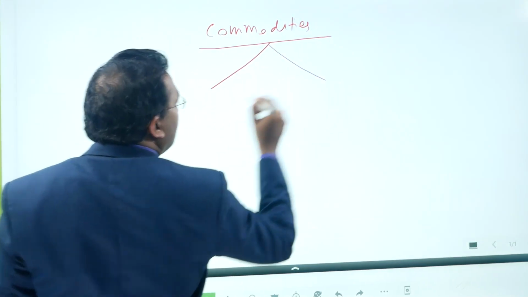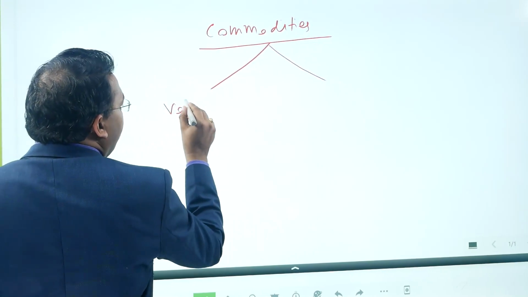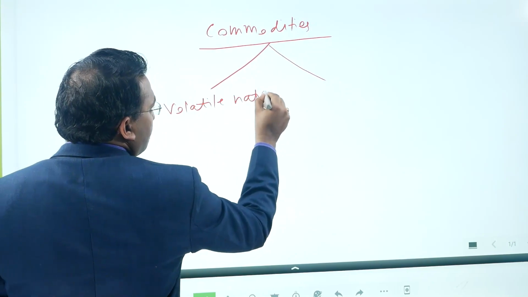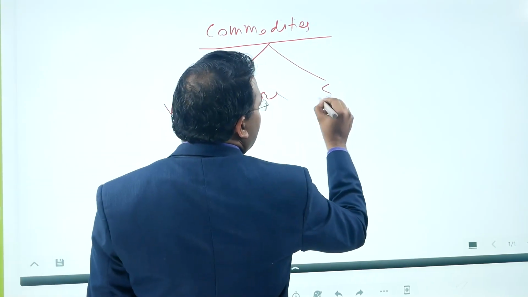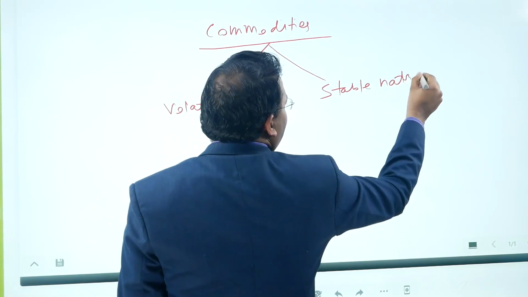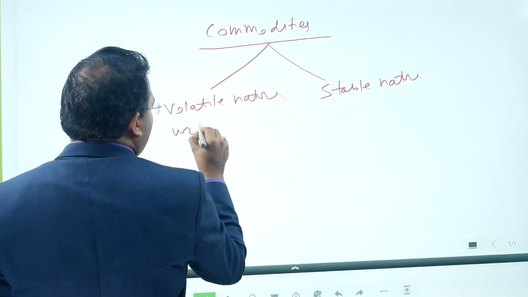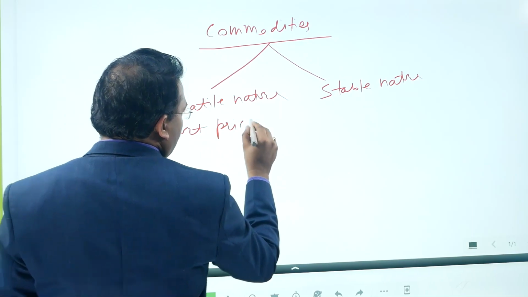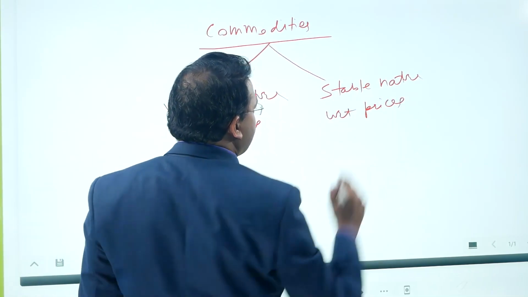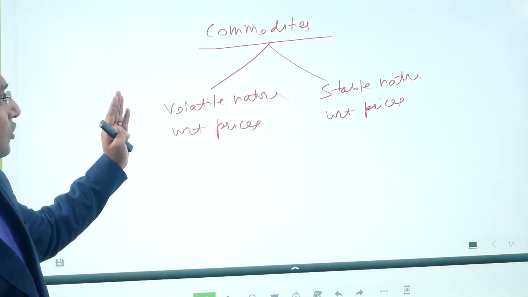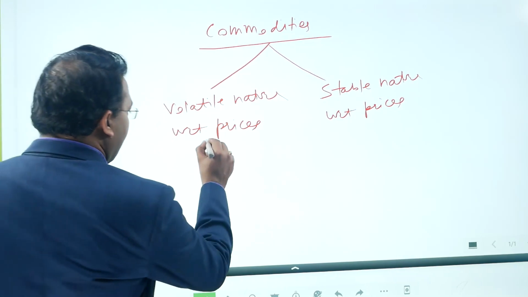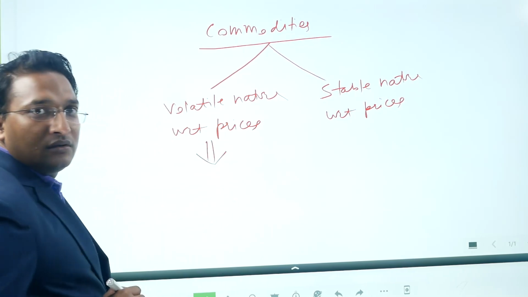One is which are having volatile nature, and another is which are having stable nature, and this is with respect to the prices. With respect to the prices, right? So those commodities whose prices are volatile, can you give some example?